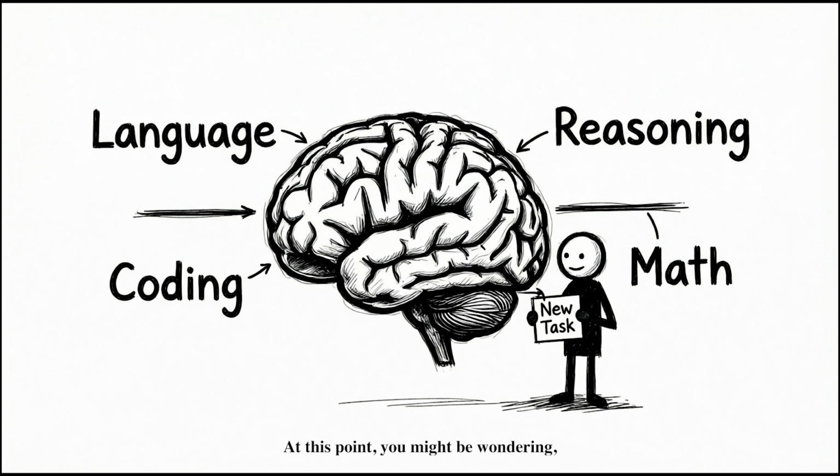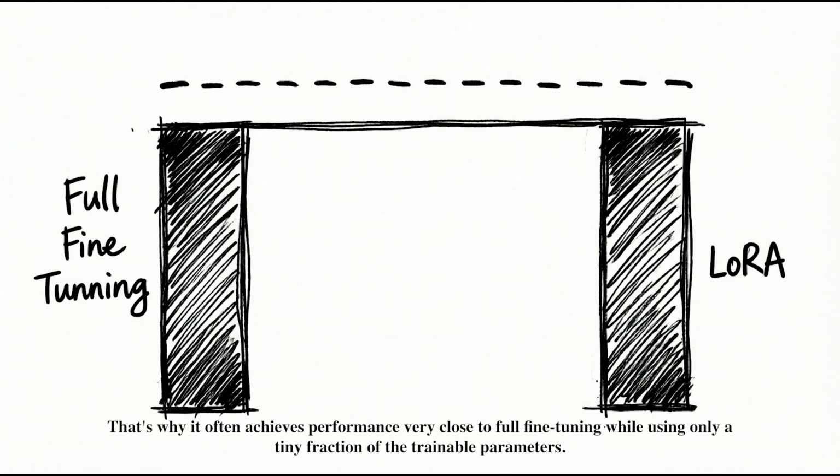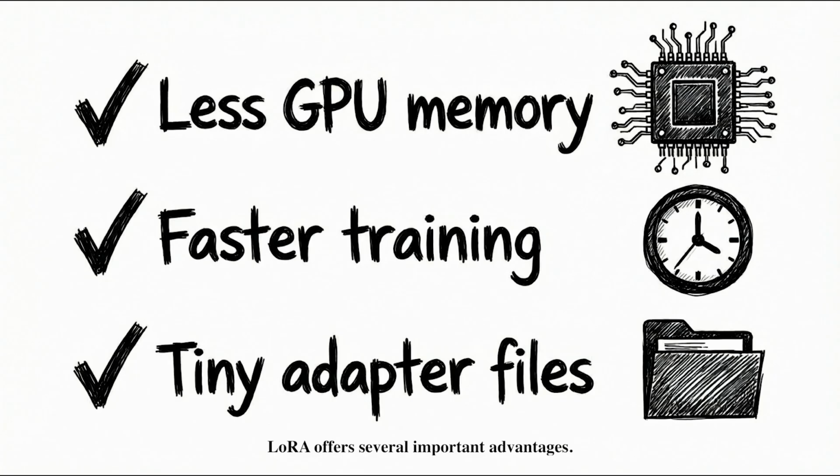At this point, you might be wondering, if we are updating so few parameters, why doesn't the model lose performance? The answer is that the base model already contains an enormous amount of knowledge. It already understands language, reasoning, coding, and general concepts. Most downstream tasks don't require rewriting everything that the model knows. They only require making small adjustments to how that knowledge is used. LoRA captures those adjustments efficiently using LoRA matrices. That's why it often achieves performance very close to full fine-tuning while using only a tiny fraction of the trainable parameters.